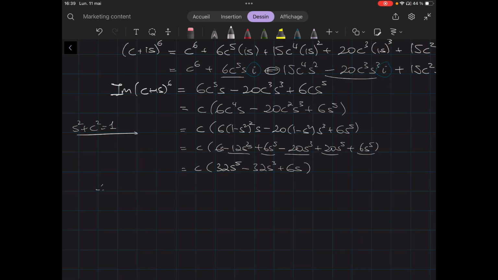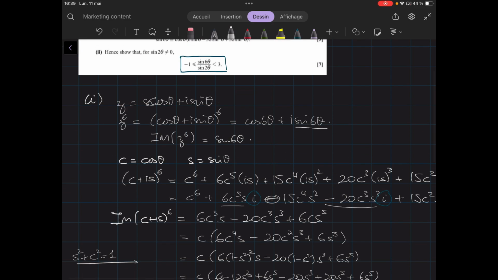Therefore, sine of 6 theta is equal to cos of theta times 6 sine of theta minus 32 sine cubed plus 32 sine to the 5. So this is the end of part A. A pretty straightforward proof. Part B, however, this is where the fun begins.